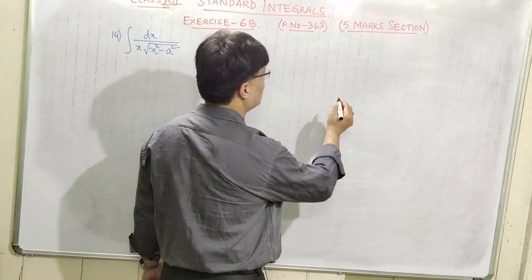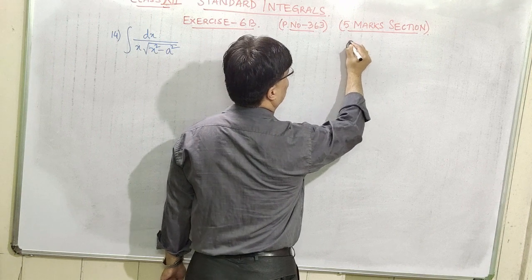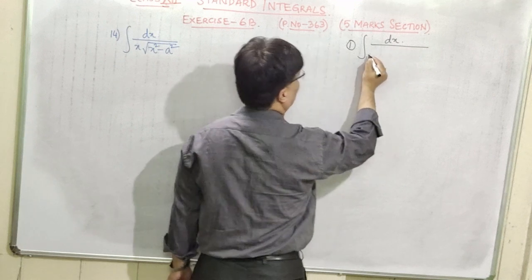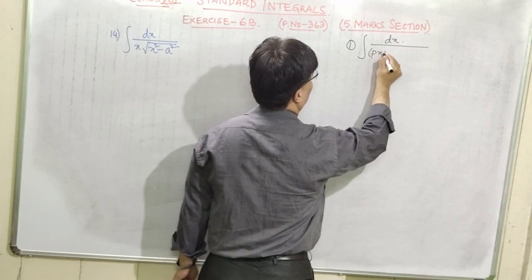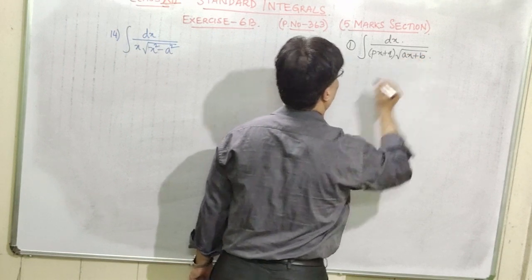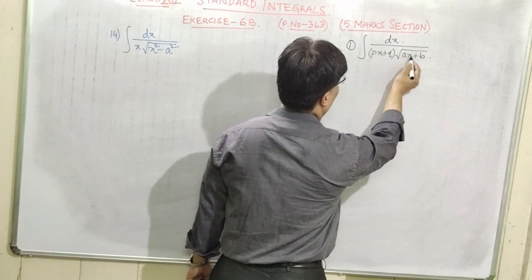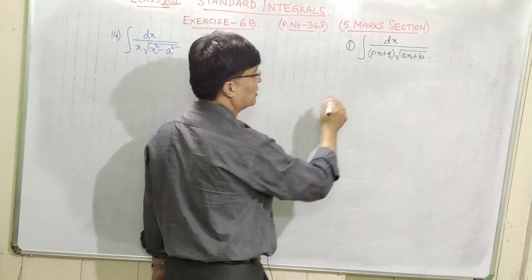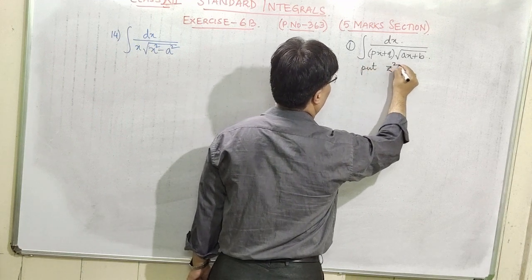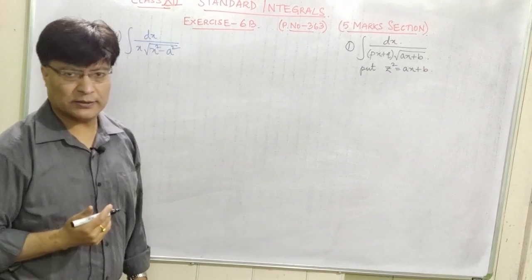Okay, so I told you about these two types of integration, isn't it? In the last online class I told you about these two types of integration, that is integration of dx divided by px plus q and root over ax plus b. So if you have such type of integration, that is here both the powers of x are 1, that is a linear expression, here you have to put, or you can assume, z square is equal to ax plus b. So I told you about this method, isn't it?